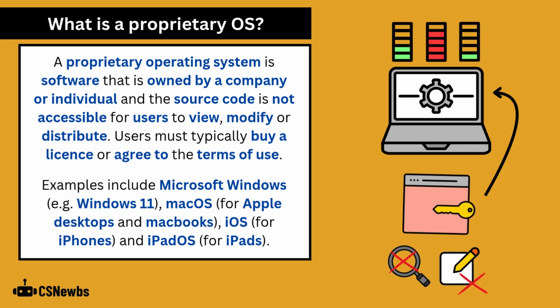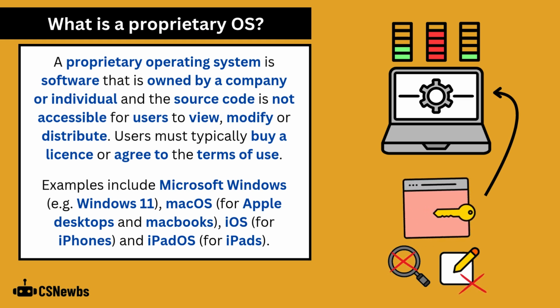A proprietary operating system is software that is owned by a company or individual, and the source code is not accessible for users to view, modify, or distribute. Users must typically buy a license or agree to the terms of use. Examples include Microsoft Windows, for example Windows 11, macOS for Apple desktops and MacBooks, iOS for iPhones, and iPadOS for iPads.